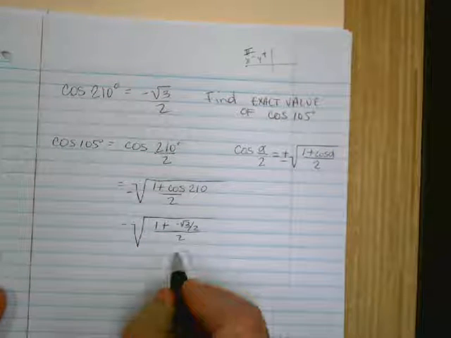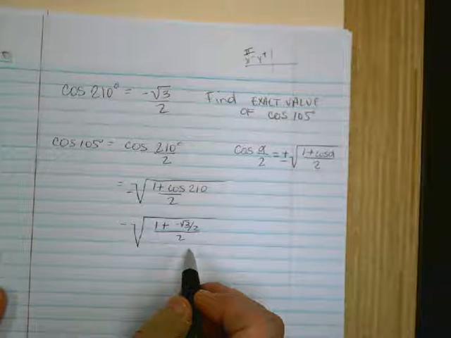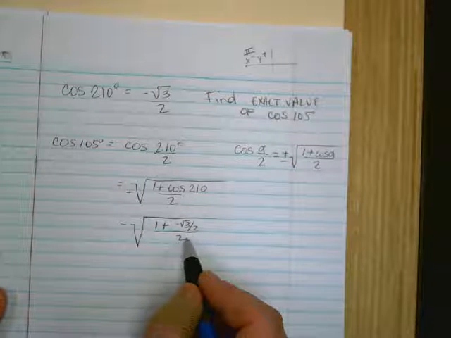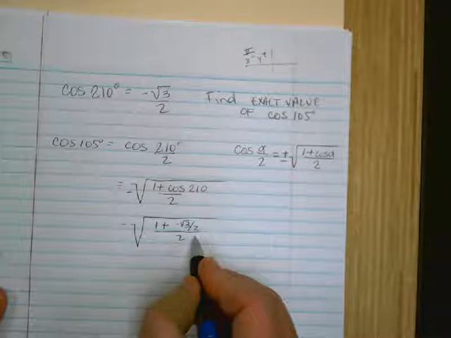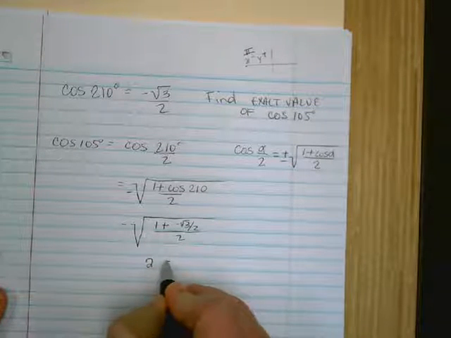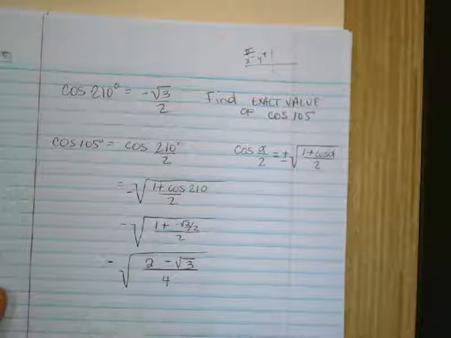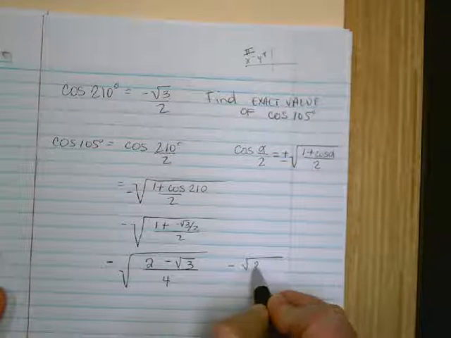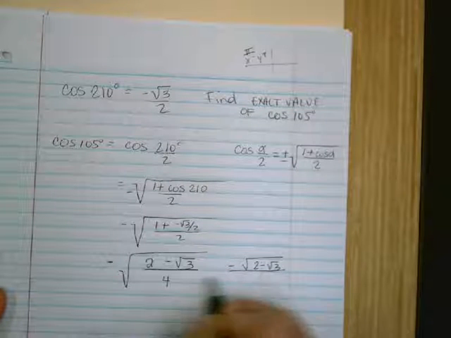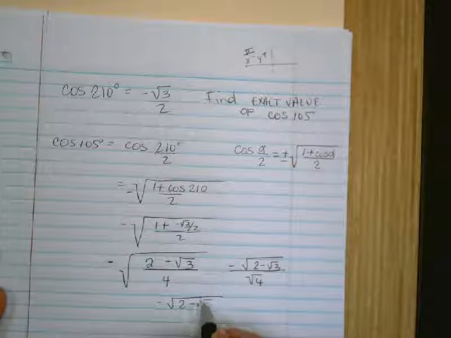So I'm going to multiply everything in the numerator and the denominator by 2 to eliminate my complex fractions. So when I do that, I'm going to have 2 minus the square root of 3 in the top and 4 in the bottom. I can split this: negative square root of 2 minus the square root of 3 over the square root of 4, which is negative square root of 2 minus the square root of 3 over 2.